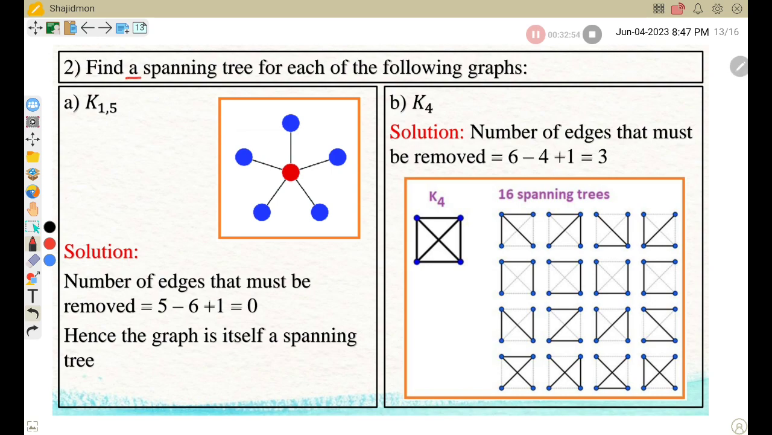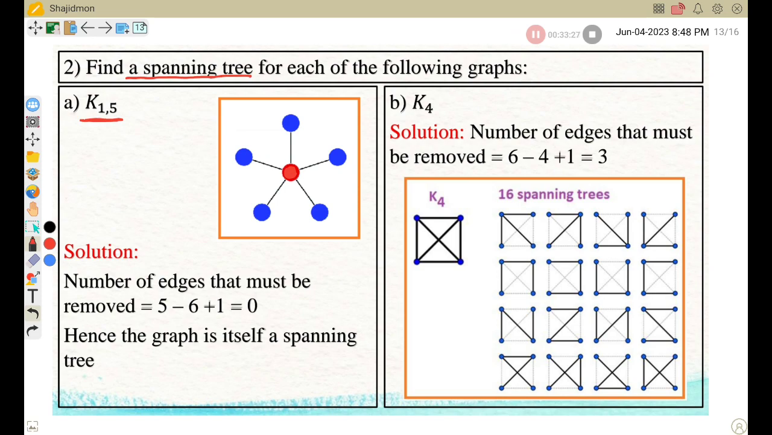Find a spanning tree, one spanning tree you can find for each of the following graphs. First graph: K1,5 is given, a complete bipartite graph with 1 and 5. First partition has 1 vertex, second partition has 5 vertices. See, I highlighted the 1 vertex in red color, and the other partition with 5 vertices in blue color, correct? So what is the question? Just find a spanning tree. One spanning tree you can draw from this graph, K1,5.